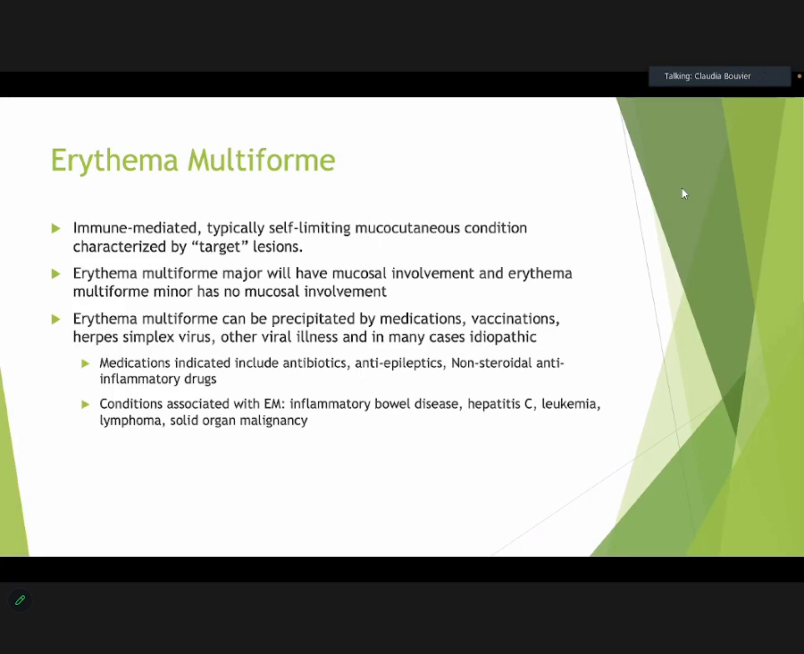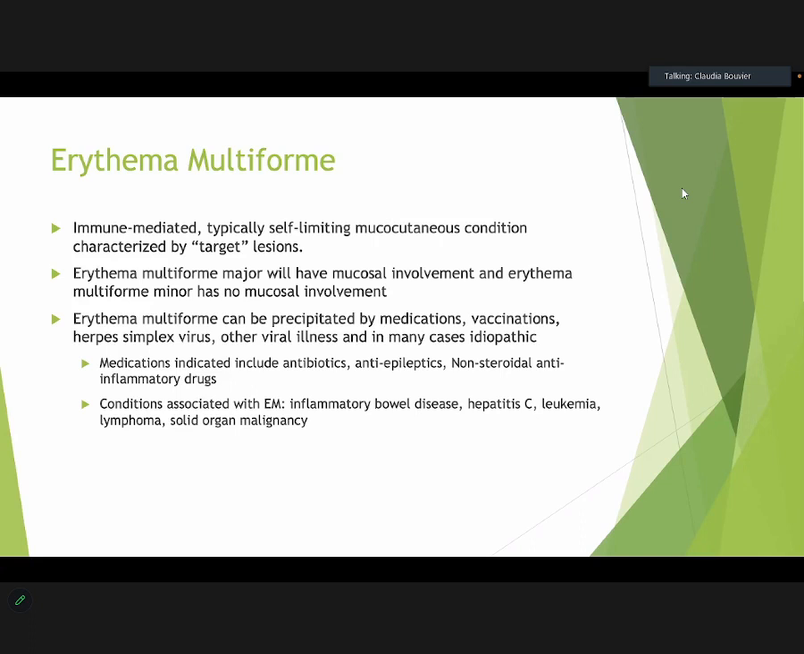There is erythema multiforme major, which involves the mucous membranes, and minor, which does not involve the mucous membranes. The disease itself doesn't usually cause that many serious problems, but it's much more serious when it does involve the mucosa, because it can lead to more serious complications.